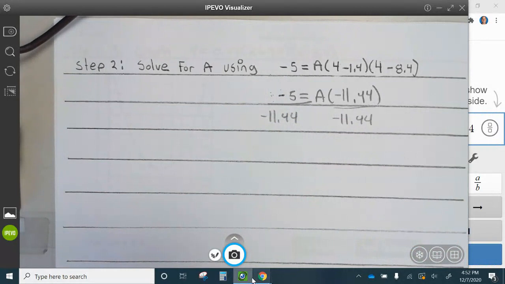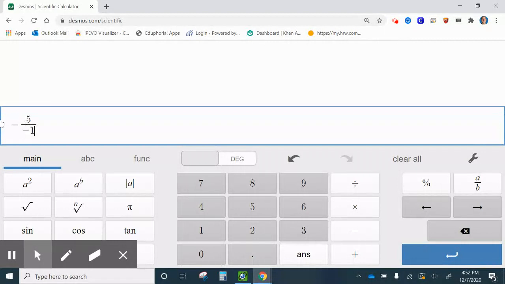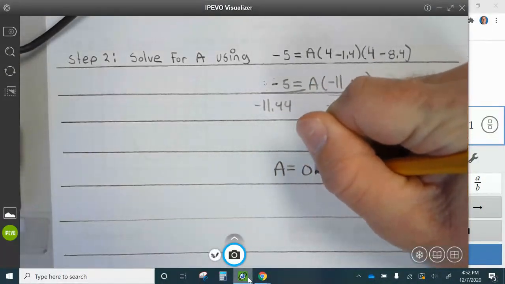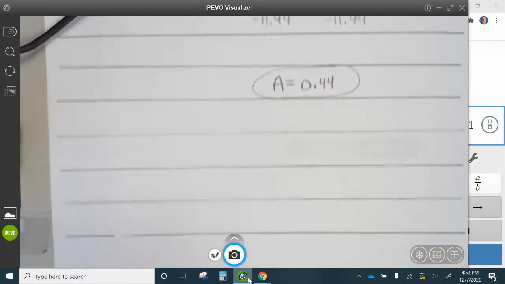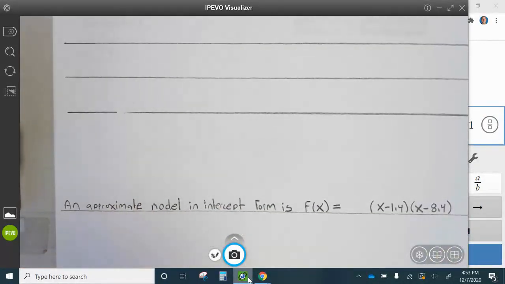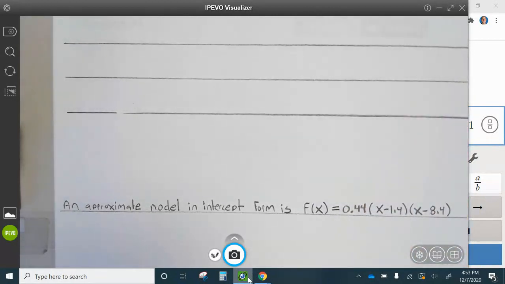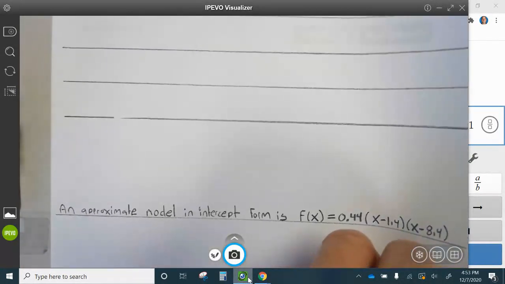Okay, and again we can use the Desmos calculator. So -5 divided by -11.44. We're rounding to the nearest hundredth, so that's, oh, I'm sorry, positive 0.44. So a equals 0.44. Okay. All right, so an approximate model in intercept form is f of x equals 0.44 times x minus 1.4 times x minus 8.4. All right, let's move on to the next question.